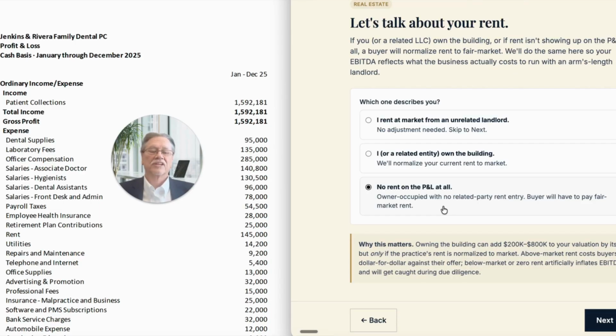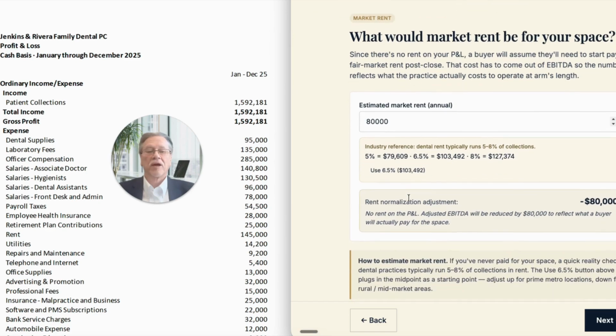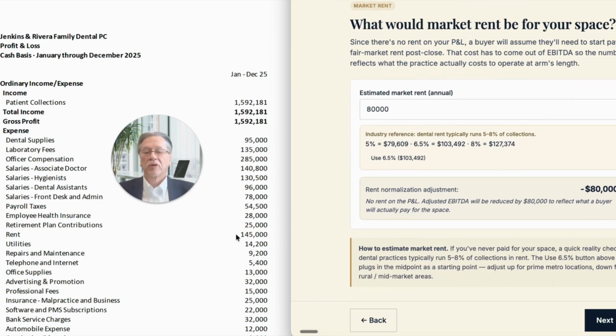So in the last selection that we have for rent on here, this would be the case whenever the owner of the building hasn't paid themselves any rent at all, or it doesn't show up on the P&L at all. We would then go ahead and click next, and then you would need to add in whatever the estimated market rent would be. And in this case, we decided that $80,000 would have been the amount.